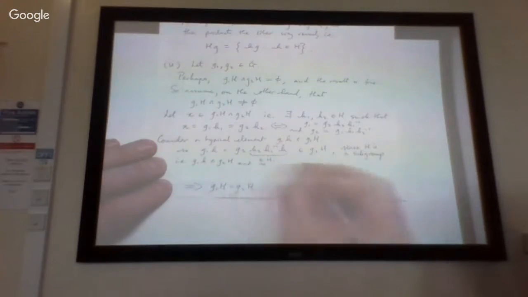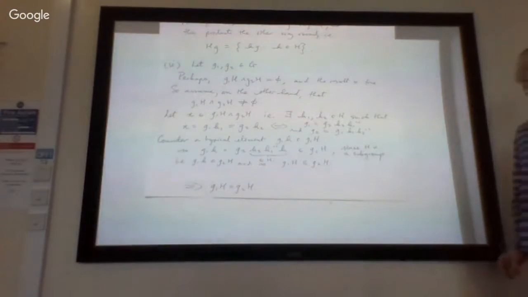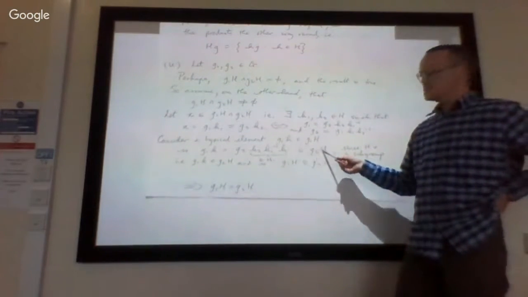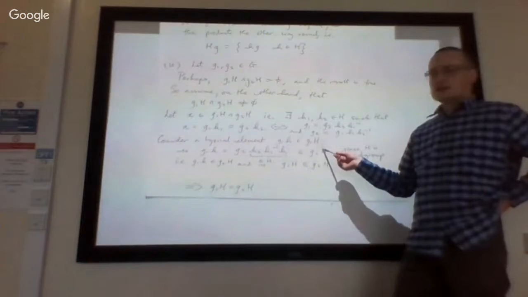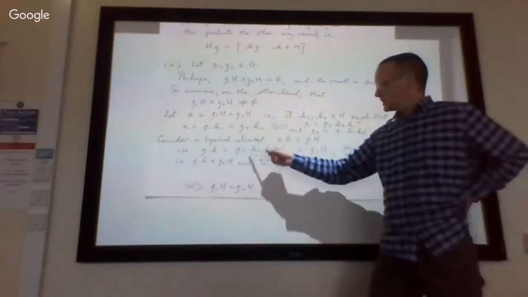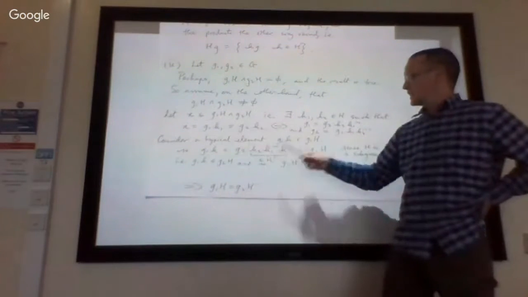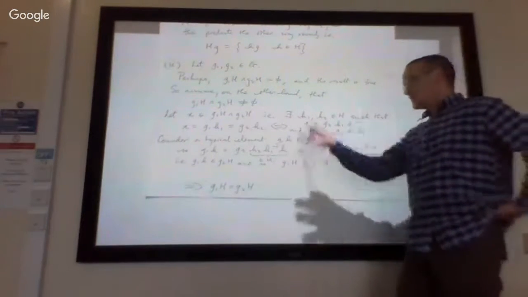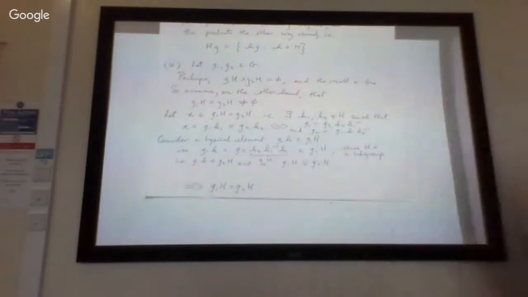And so the left coset G1H is contained in or equal to the left coset G2H, because everything in G1H is also present in G2H. So we took a typical looking element from G1H and demonstrated that it was equal to G2 times something in H. Therefore, it's in the left coset. And similarly, you can go the other way around.